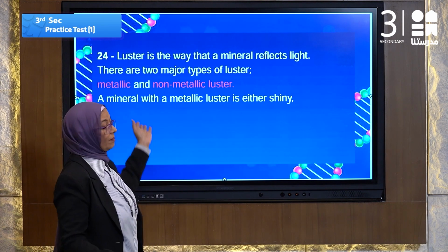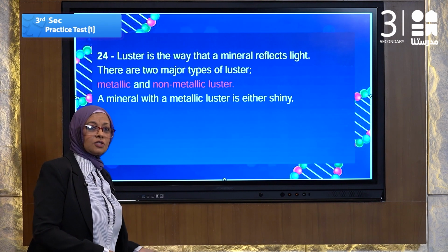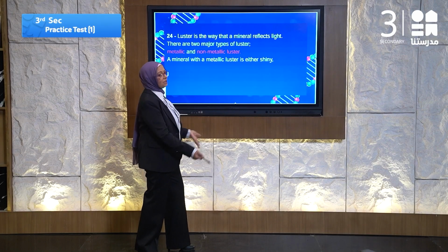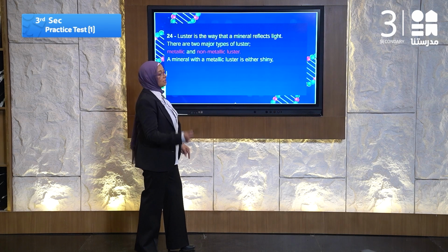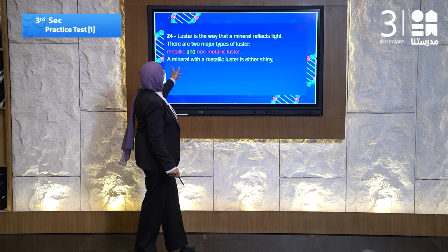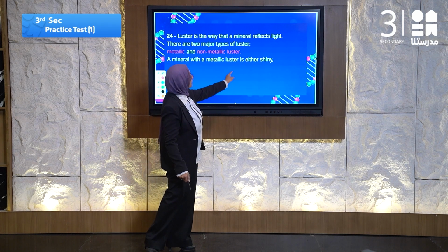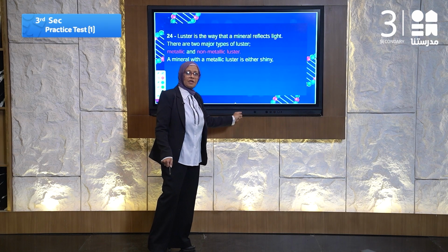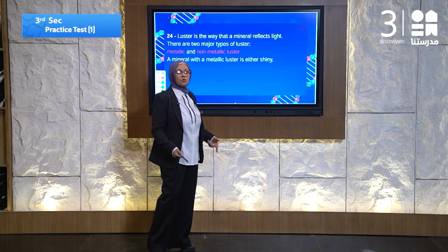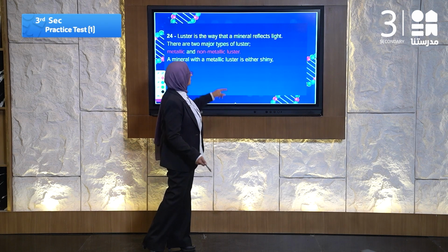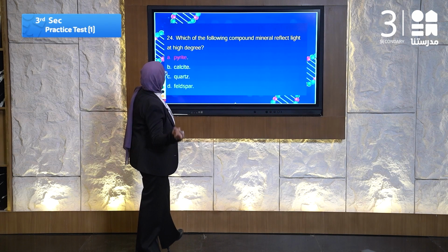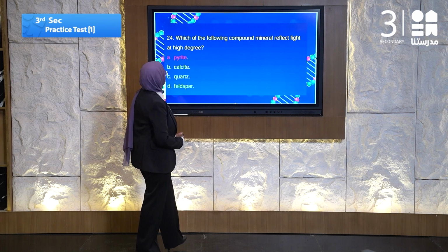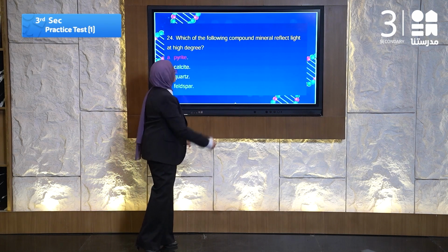What is the difference between metallic and non-metallic? Metallic is shiny, smooth. But non-metallic reflects light in all directions. The metallic reflects the light in one direction only. A mineral with metallic luster is shiny, smooth, and reflects light in one direction. Oh, it's pyrite. Pyrite is a mineral which reflects high light.